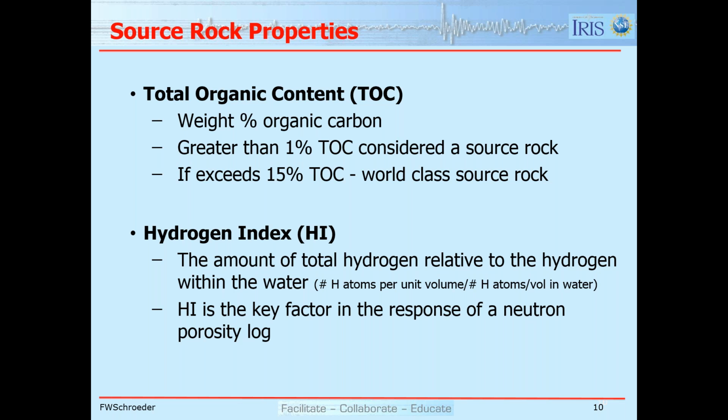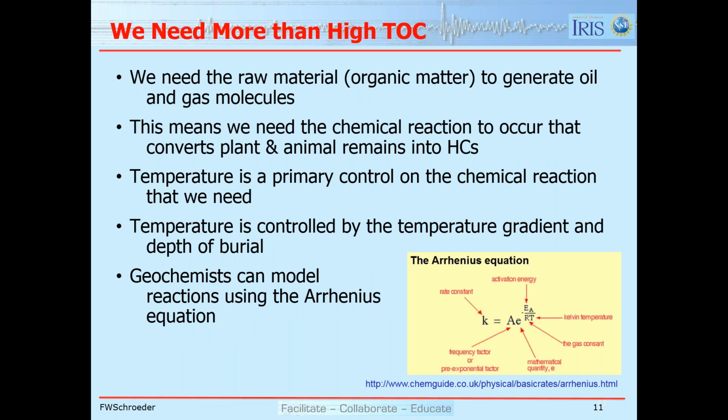The second property of source rocks that we worry about is the hydrogen index, and that's the amount of total hydrocarbon relative to the amount of hydrocarbon that is tied up in water within the rock sample. Hydrogen index, HI, is a key factor in the response of a neutron porosity log. So the neutron porosity log is one of the tools that geochemists love to have run in a well because that will help them understand and appreciate what the hydrogen index is of potential source intervals.